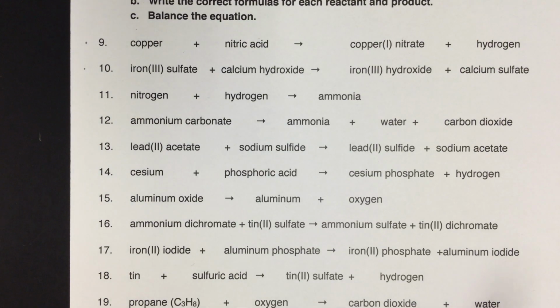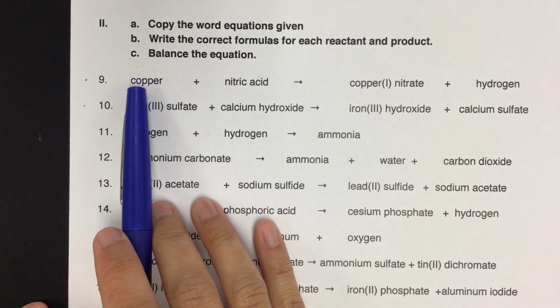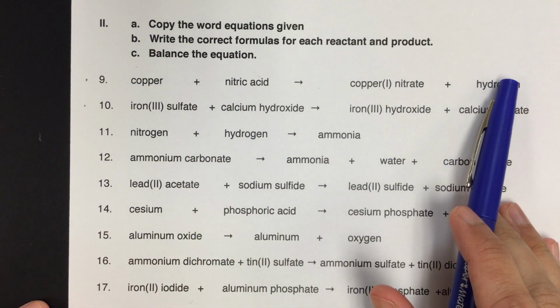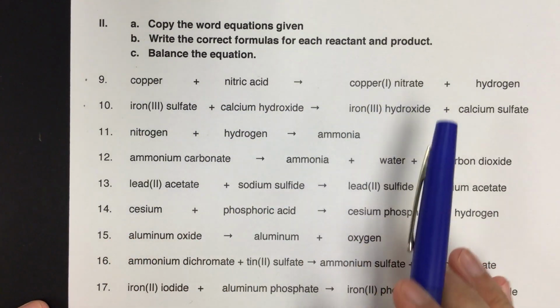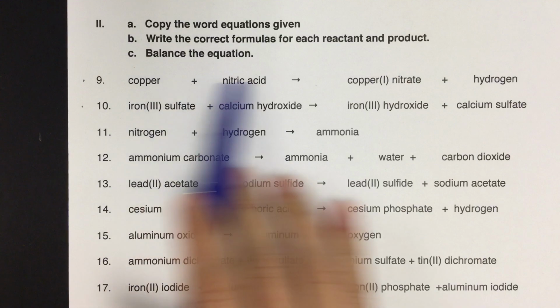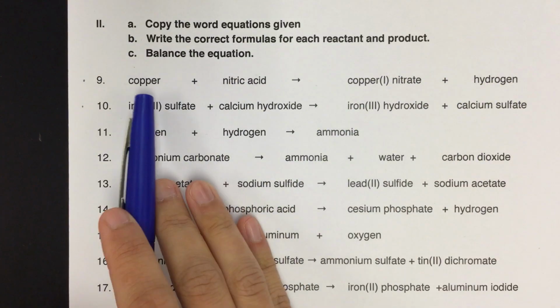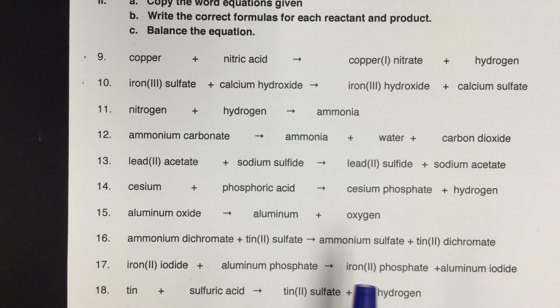So with number 9, which is the first one in part 2, in this section you have to copy the words into your notebook, and then you need to write the correct formulas for each of these also in your notebook, and then you need to balance them. So kind of a lot of parts in this one. Since I'm using the worksheet, I already have the words written. I'm going to write the formulas and then I'm going to balance. So starting with number 9, a lot of things we'll kind of talk about in this video.